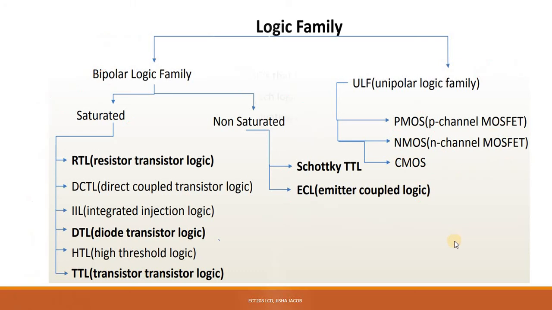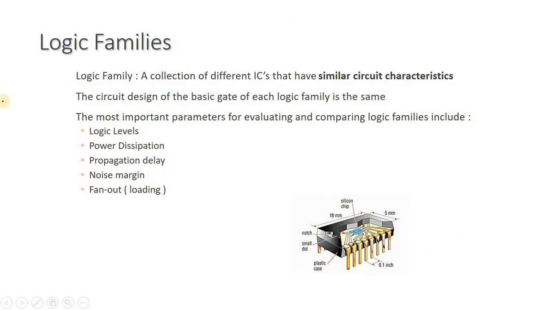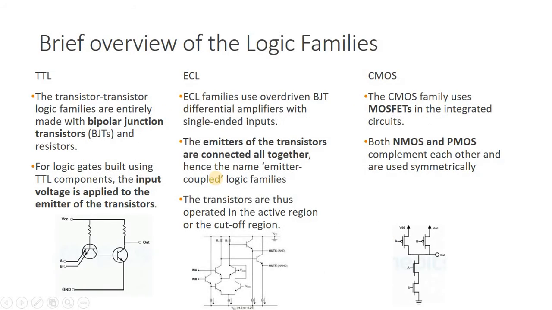So those are the different types of logic families, and as I said, they are characterized by different parameters which we are going to study today. The main classes of logic families are TTL, ECL and CMOS. TTL is transistor-transistor logic and it is made using BJTs, and the inputs are applied at the emitter of the BJTs. If you have more than one input, it is applied as multi-emitter BJTs. In case of ECL, as the name suggests, the emitters of the transistors are connected all together. That is why it is called emitter-coupled logic family.